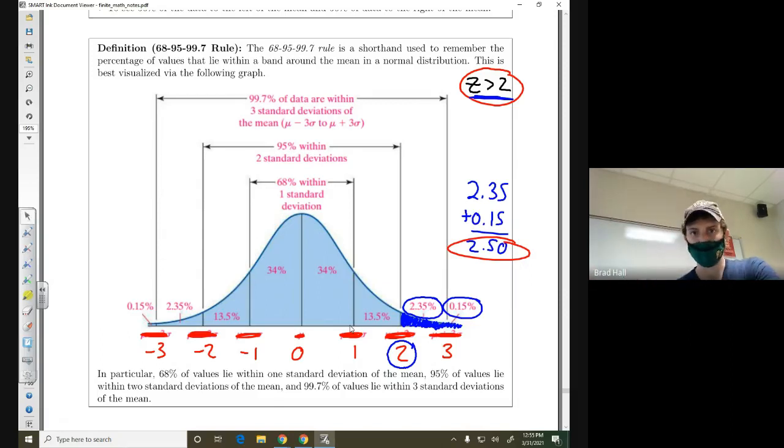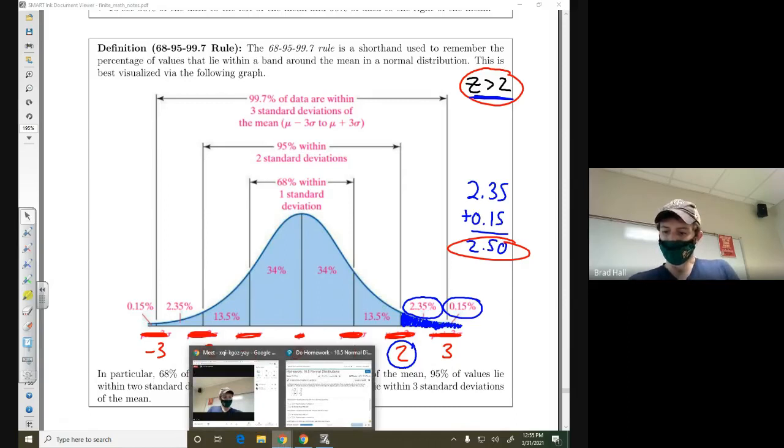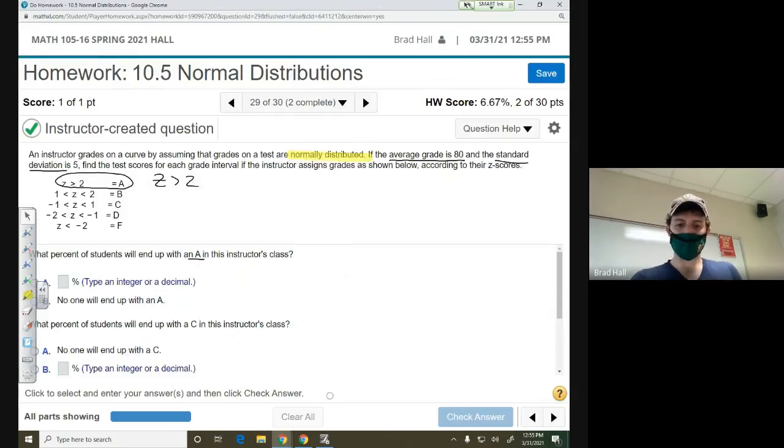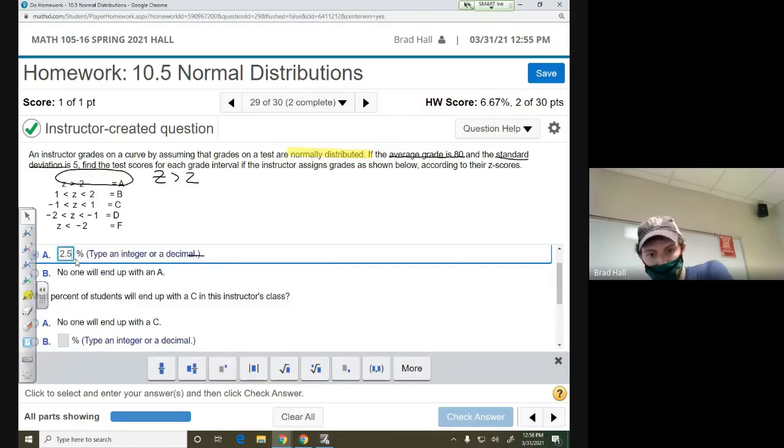That is the percentage of values that would be in the A range. And so we figured that out by using this chart, or in other words, using the 68, 95, 99.7 rule. So we can go ahead and put 2.5 for the first one.